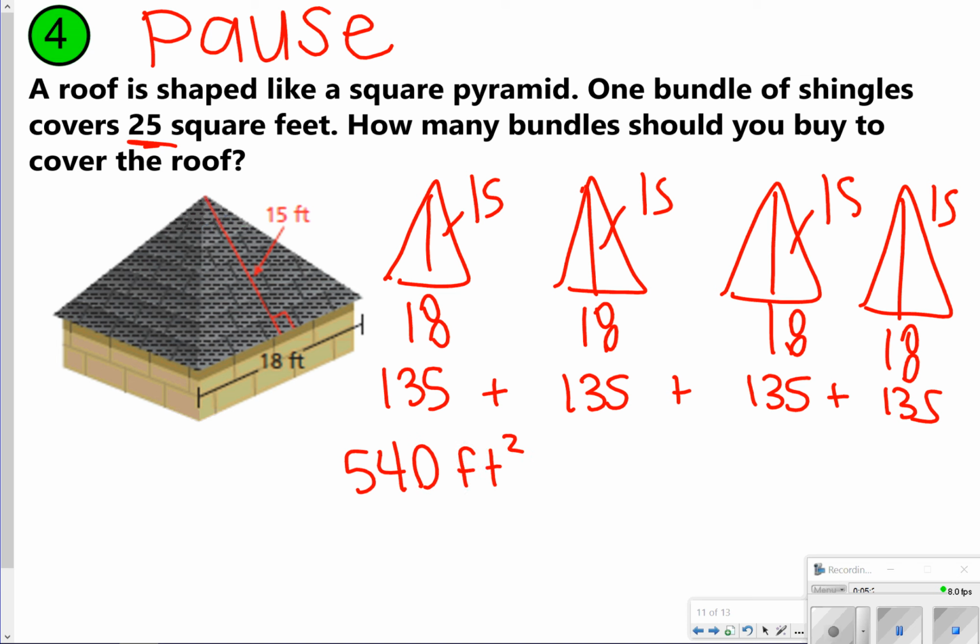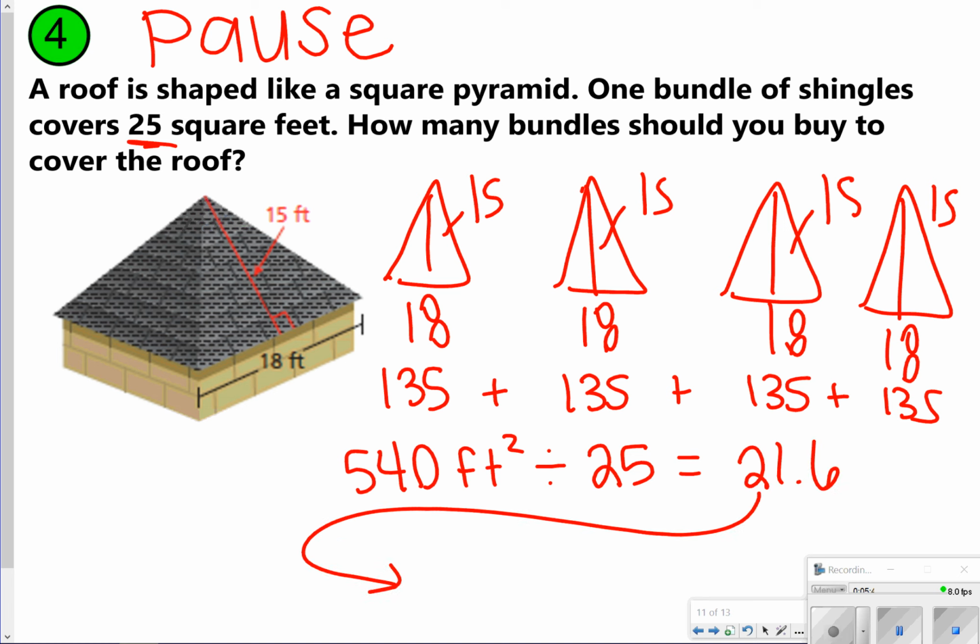We don't need to know this total square feet. What we do need to know is how many shingles we need to buy, or bundles. We're going to take this and divide it by 25, because that's going to tell us how many bundles we should get. If we divide it, though, we do get a decimal. It's 21.6. We can't buy 21.6 bundles, so just to be on the safe side, we're going to buy about 22 bundles. How did you do?